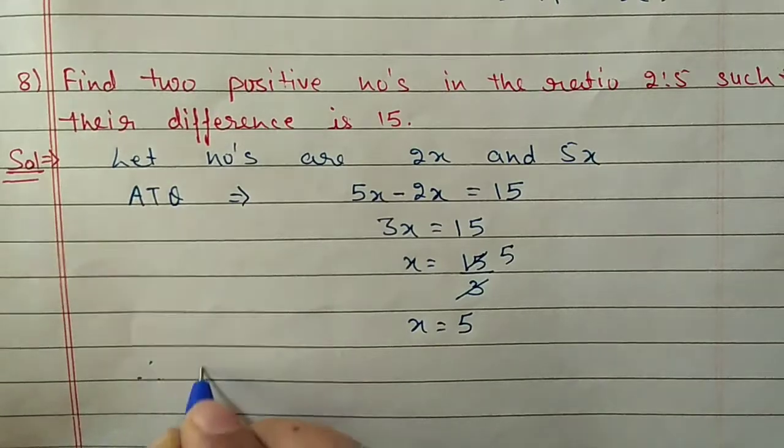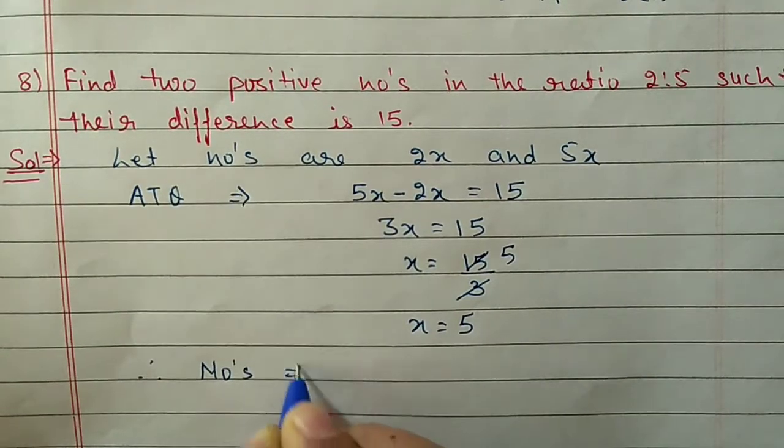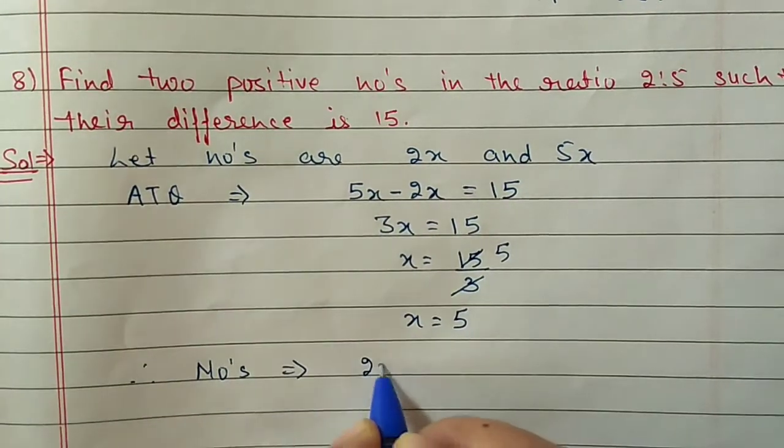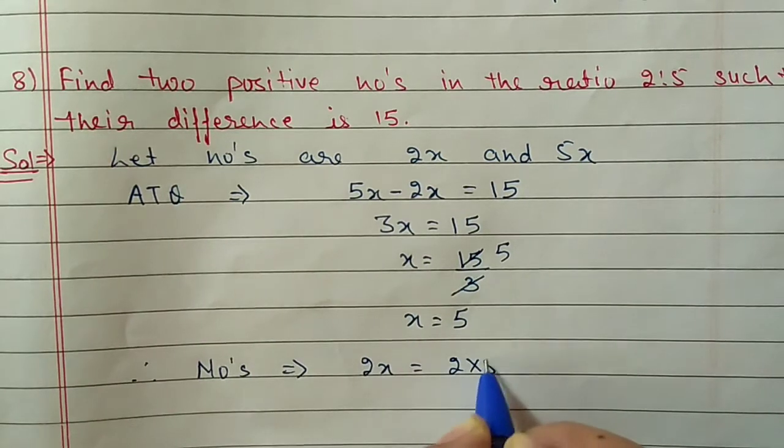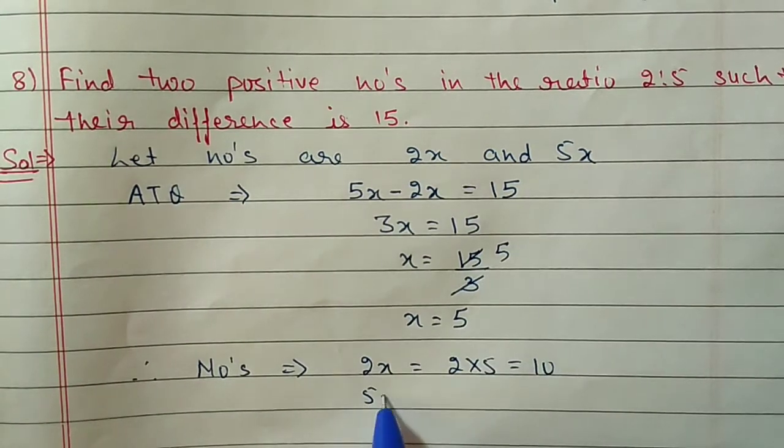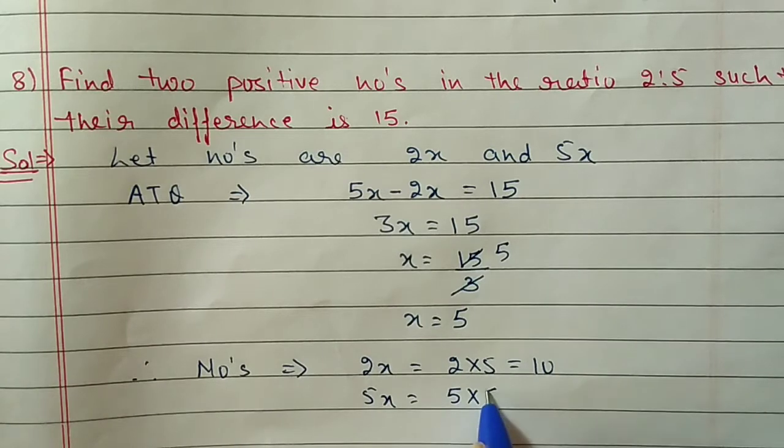Therefore, the numbers will be, first is 2x means 2 into 5, 10. And second one is 5x means 5 into 5, 25.